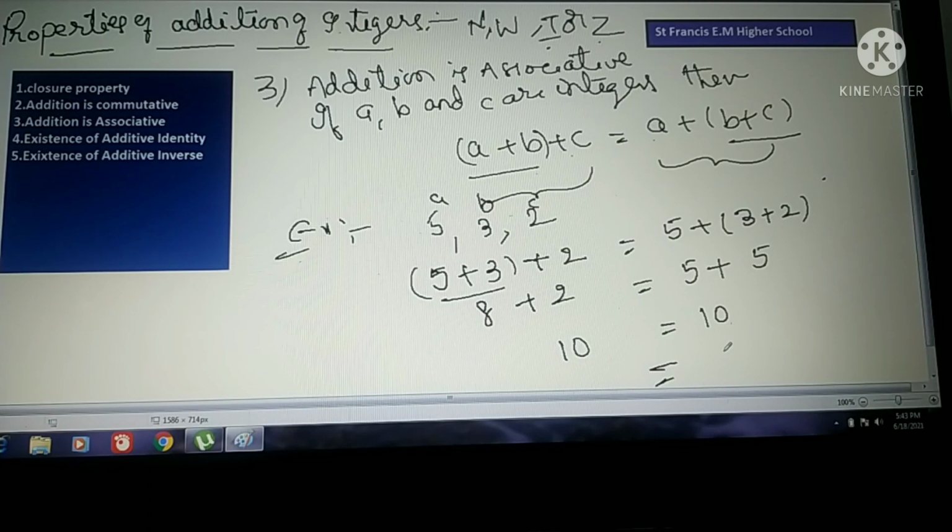If a, b and c are integers, then if we add a plus b first and then add c, that is equal to a plus b plus c, where b plus c is added first and then a is added to that. That time also you will get the same result. Understood?